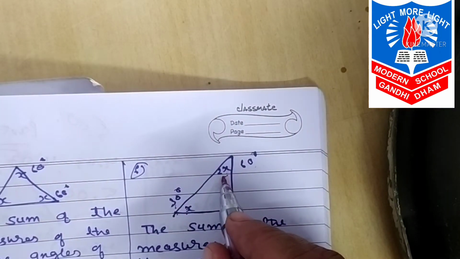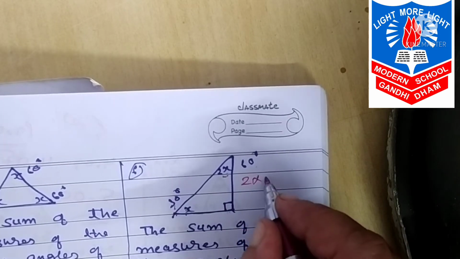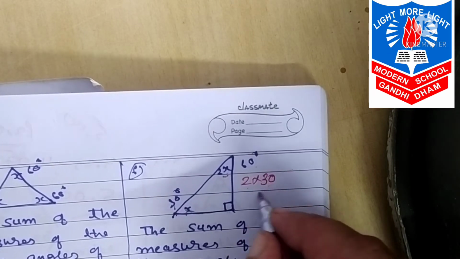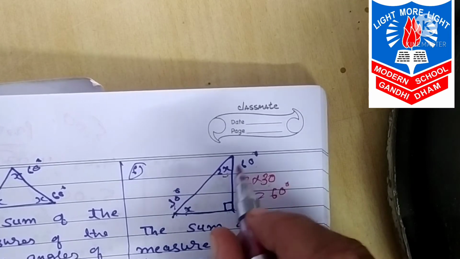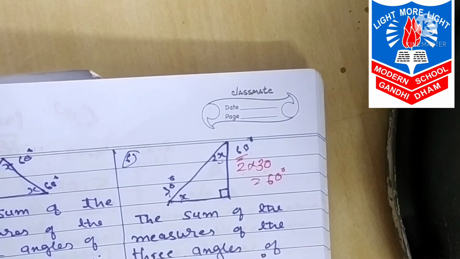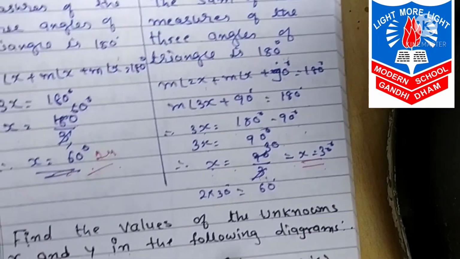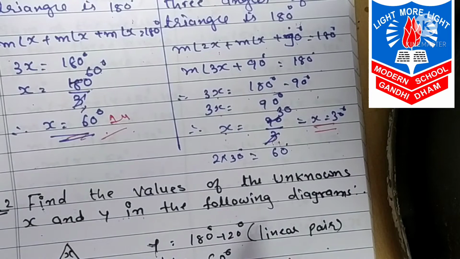Here 2x is given. So the value of 2x, our value of x is equal to 30. So 2x is equal to 2 into 30 is equal to 60 degree. So we write here 60 degree. In such a way we find the measurement of angles. Here, question number 2.